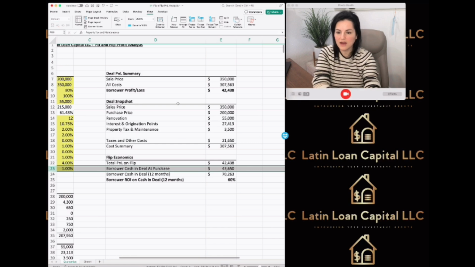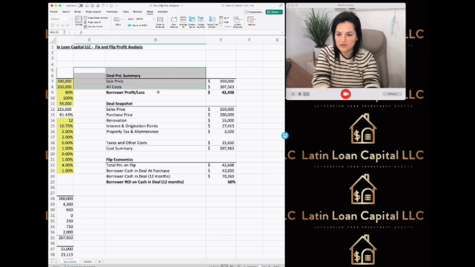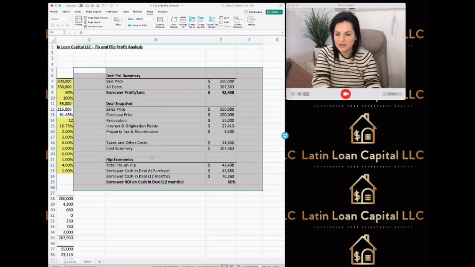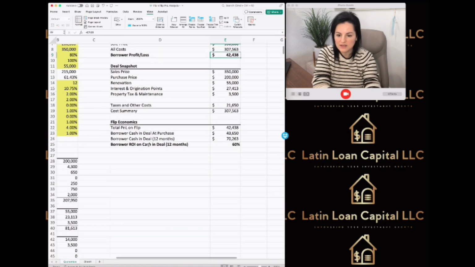Okay, now we see the summary here. Okay, so in 12 months your profit will be $42,000. Okay, the return on investment in 12 months is 60%.